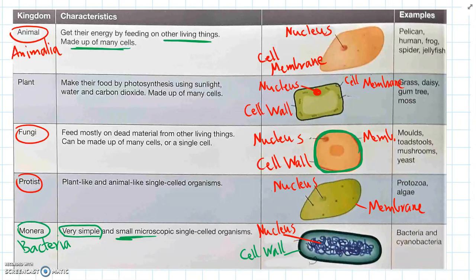So we can see each of the 5 kingdoms has particular kinds of cells, and that helps us to classify these organisms into the 5 different kingdoms.